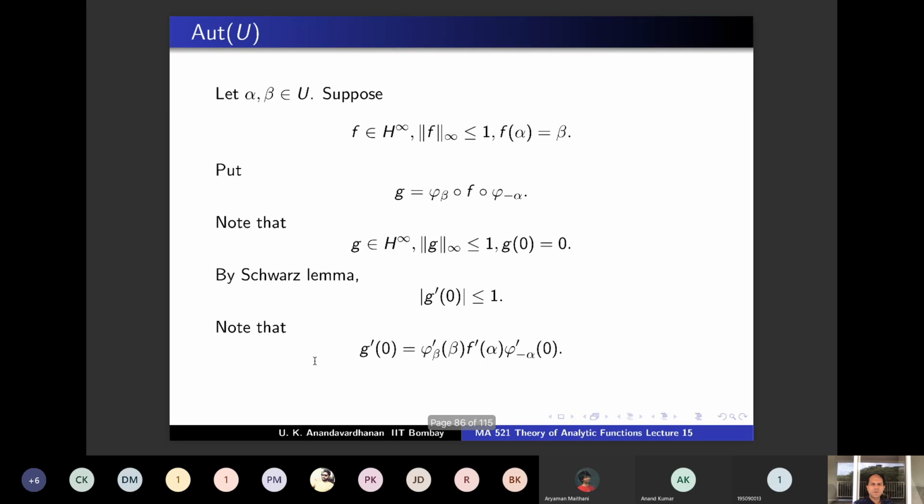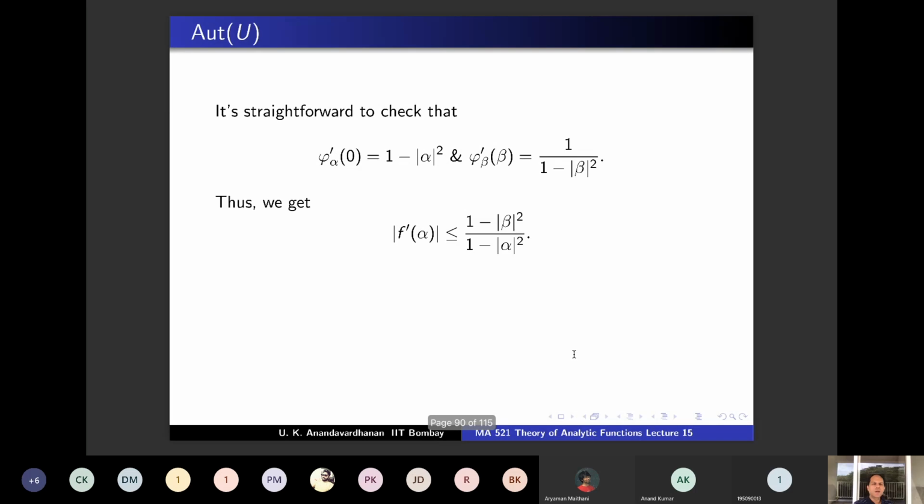So what you are getting here is 1 by 1 minus mod beta square times f prime alpha times 1 minus mod alpha square. So you are getting 1 minus mod alpha square divided by 1 minus mod beta square times the modulus of f prime alpha is less than or equal to 1. So you have got a bound for mod f prime alpha. Therefore, you conclude that mod f prime alpha is less than or equal to 1 minus mod beta square by 1 minus mod alpha square.